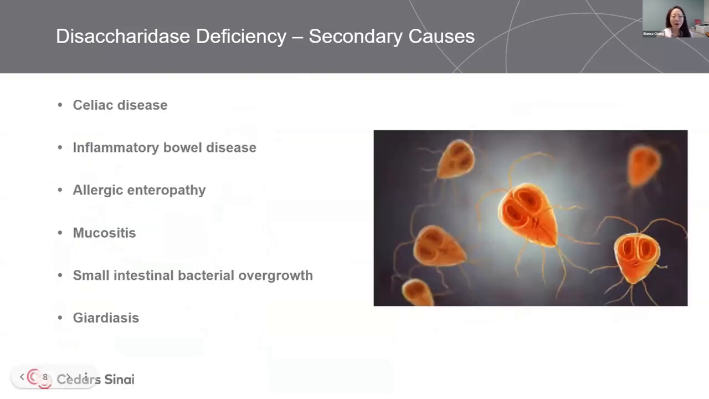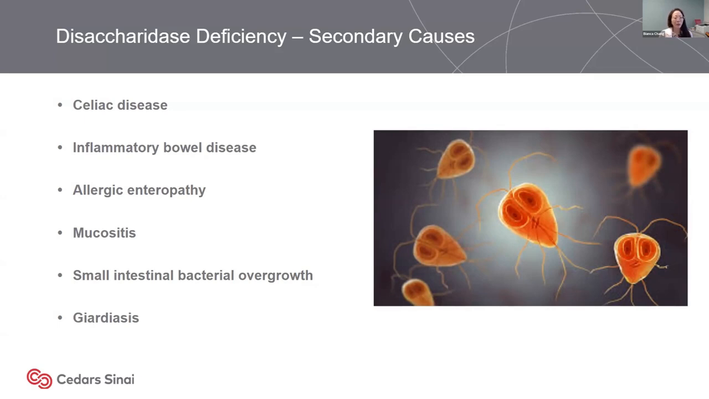Some of the secondary causes of disaccharidase deficiency are, again, diseases that usually cause some kind of inflammation and damage to the small intestine. The first is celiac disease. Celiac disease is an allergy to gluten. Then inflammatory bowel disease, which we think may be partly an autoimmune response, probably also secondary to some changes in the microbiome, but it results in a lot of inflammation in the intestinal tract. And specifically Crohn's disease, if it's affecting the small intestine, can cause a secondary deficiency.